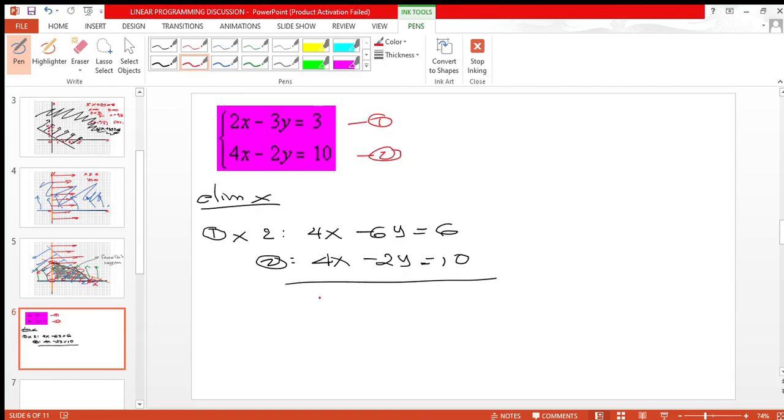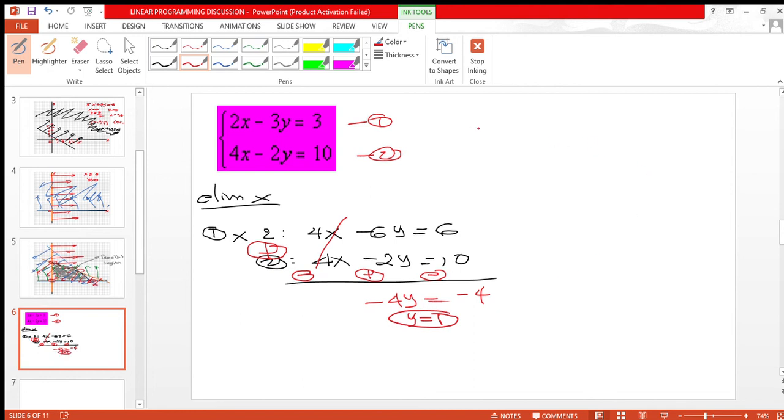Now, since we would like to eliminate x, we can actually subtract one equation from the other because they have the same signs. To subtract one equation from the other, we change the signs of one equation and then proceed to addition. So 4x minus 4x will be 0, minus 6y plus 2y will be minus 4y, and then 6 minus 10 is minus 4. Divide both sides by minus 4. Y will be positive 1.